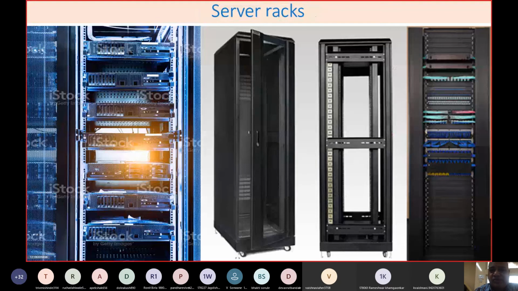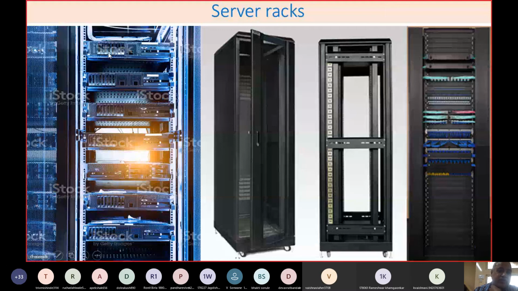Then these are the server racks, which are normally 42U or 50U racks. When you say 42U racks, that means almost 84 inches, that means 7 feet height. And depending upon whether you want to place a server, or maybe your switches, accordingly you can go for designing it. So this is one way of showing it.